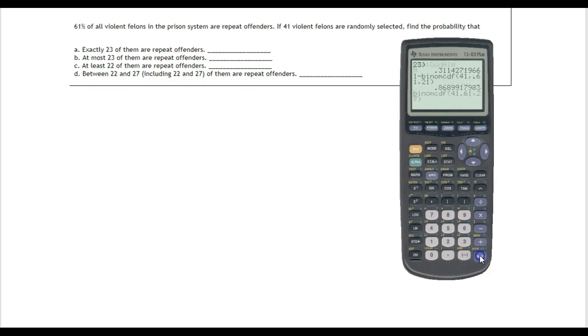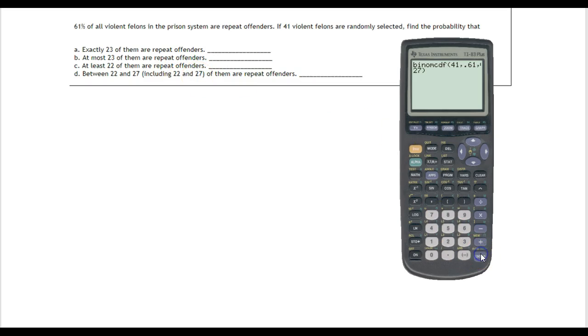Let's see, what did I put there? 27. It didn't like my parenthesis. Let's see. Oh, I didn't put a comma. Here we go. Helps if you put it in right. I was going too fast. 0.61, comma, 27, parenthesis. Okay, so there's my N, comma, P, 0.61, comma, the random X. That's my X. So we're trying to find X is in between 22 and 27.